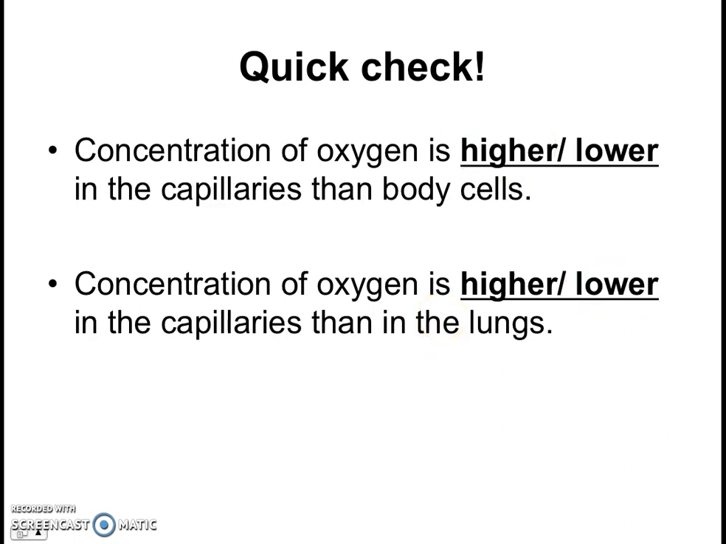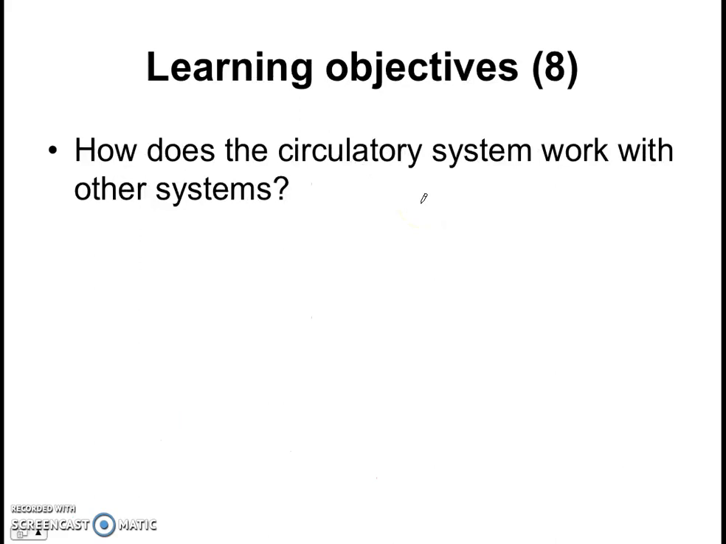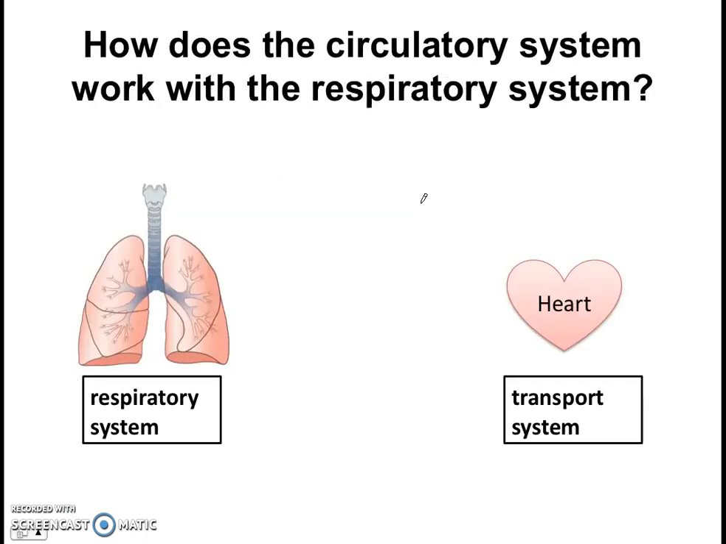Okay, so we've finished up with the notes, and we have seen some examples of diffusion in humans, right? We've looked at diffusion taking place in the lungs and diffusion taking place in the tissue cells of the body. Now, before we end, I just want to explore this question with us. How does the circulatory system, the human circulatory system, work with other systems in our body? Let's have a big picture of that.